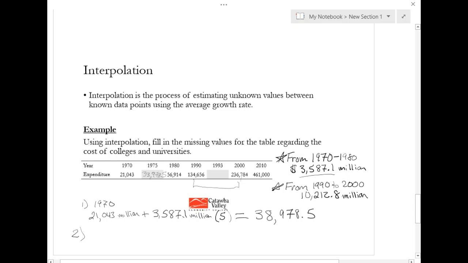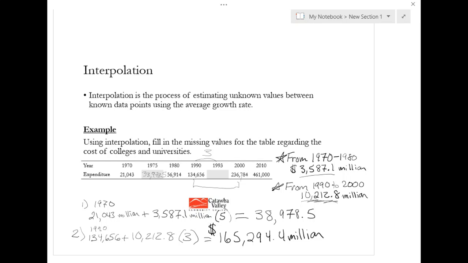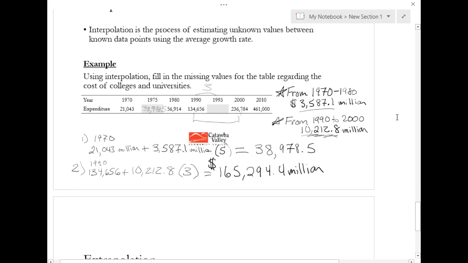So if I wanted 1993, I'm going to start at 1990, and I'm going to add the average growth rate over that decade. I'm only going to do it this time for 3 years because there's only a 3-year gap there. So if I do that, I get $165,294.4 million. All right, and so that number would go inside that other box, but the box is getting a little small. All right, so let's keep going.